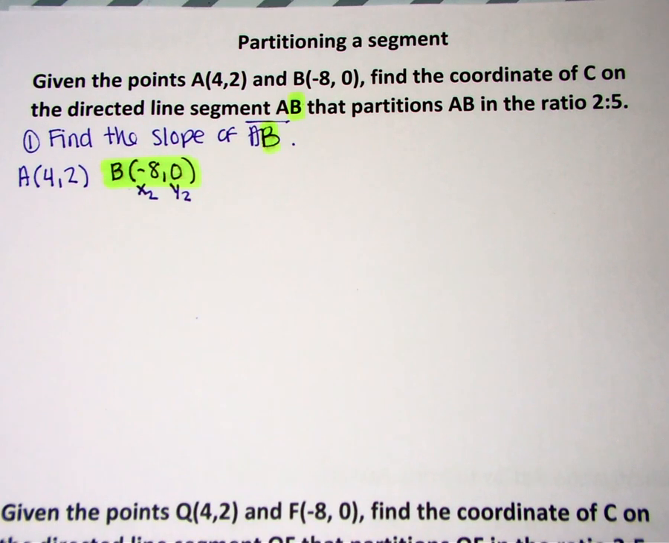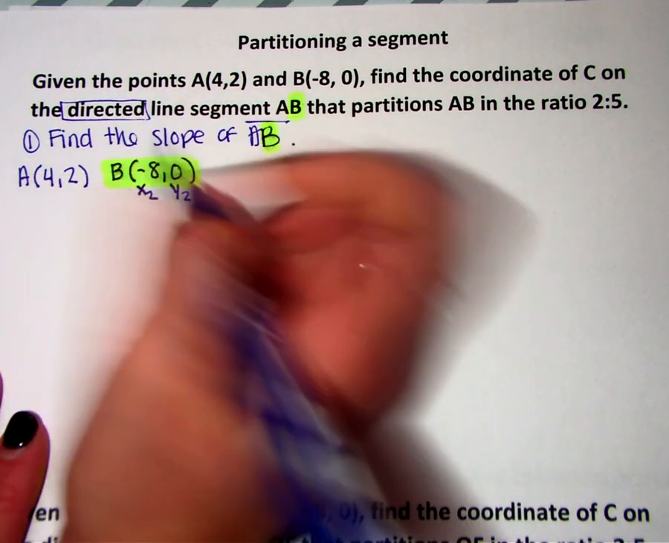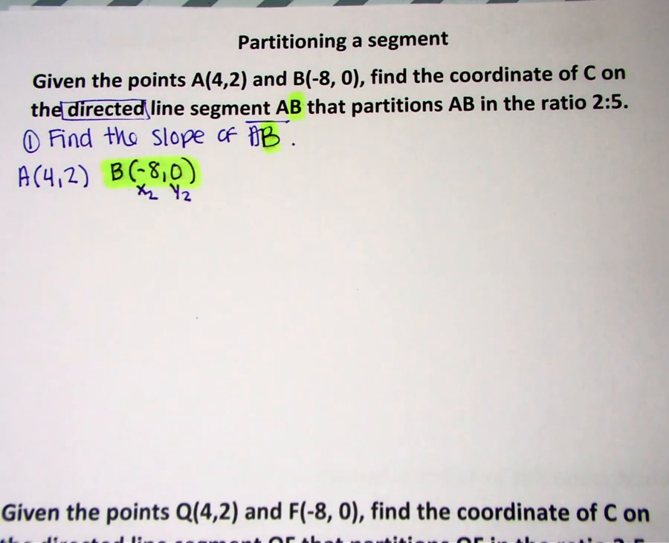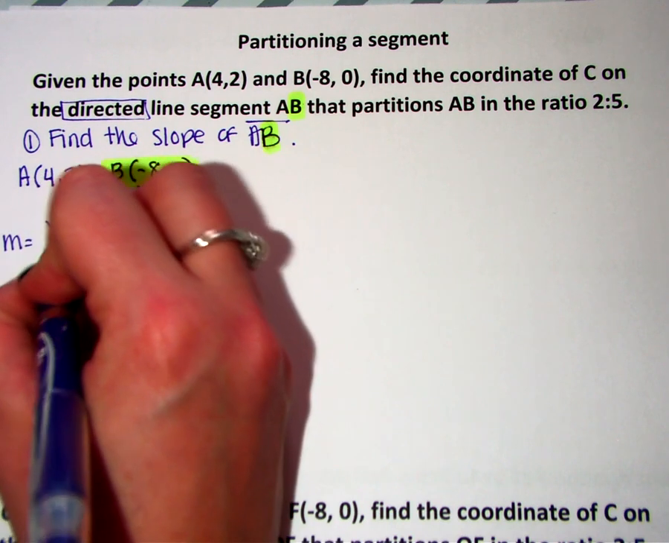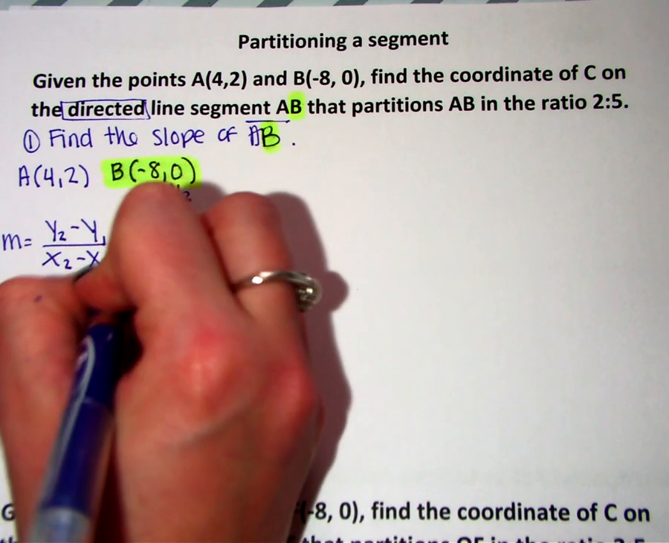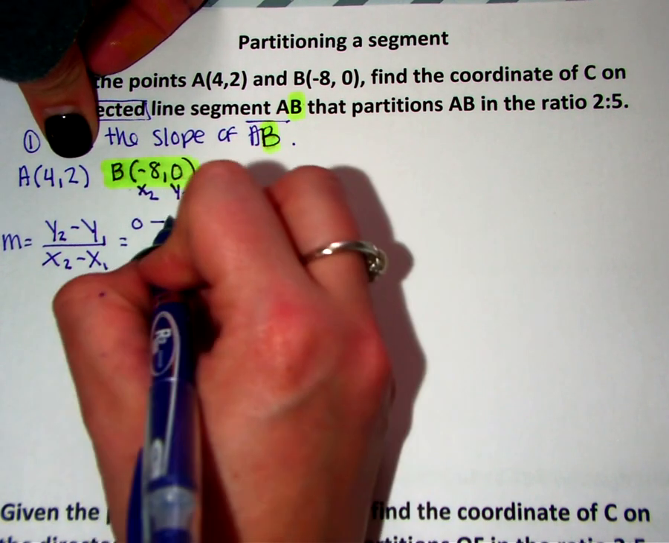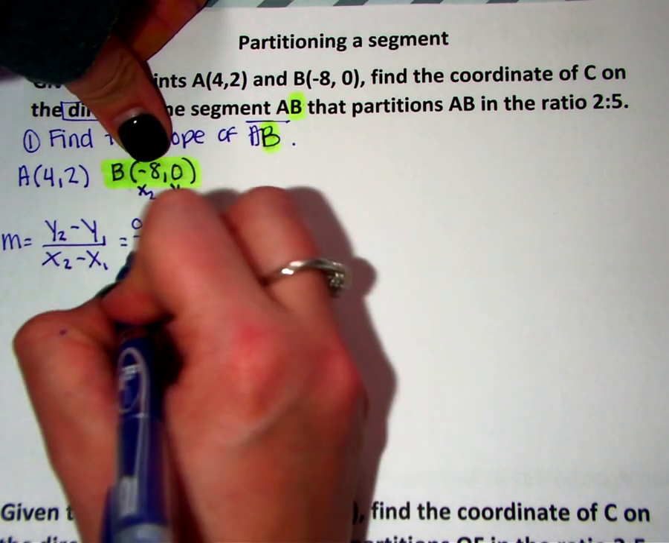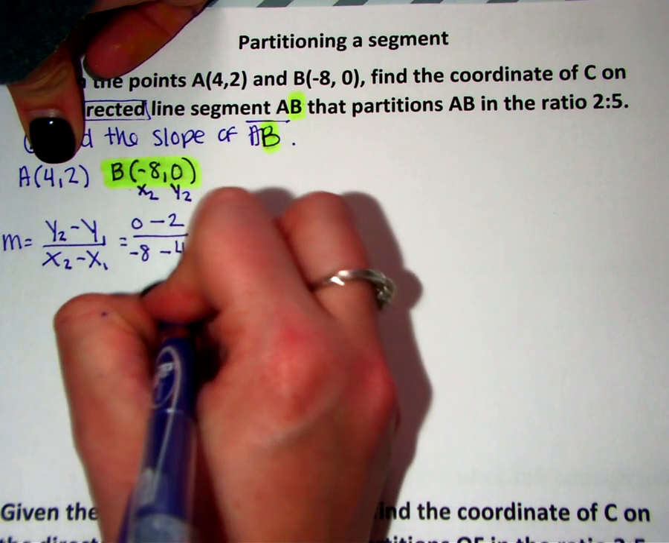So just be mindful. It's just a nitpicky thing about the formula. Make sure you're starting at the right point. If not, it's going to change the direction. So the term directed, remember, just means direction. So order of things matters. My slope formula is Y2 minus Y1 over X2 minus X1. So my Y2 value is 0 minus Y1, which is 2, over -8 minus X1, which is 4.